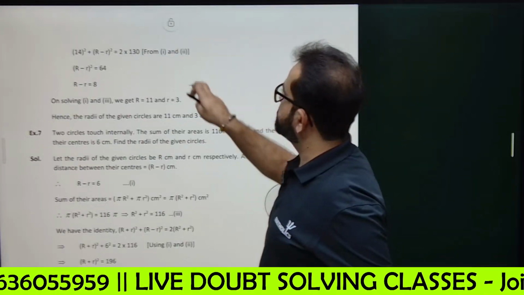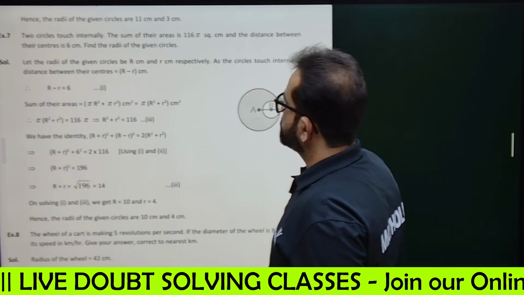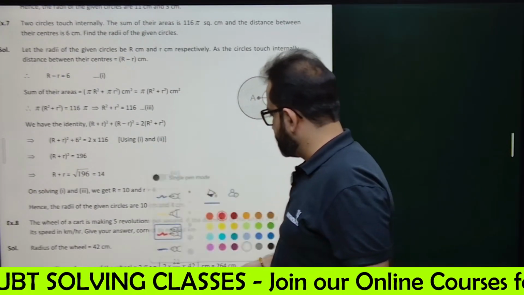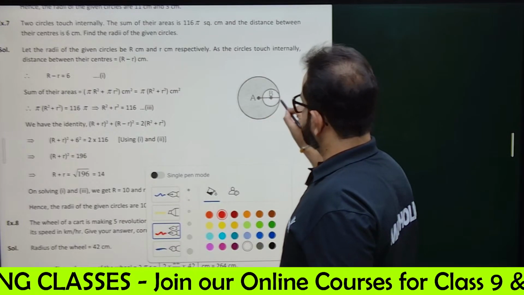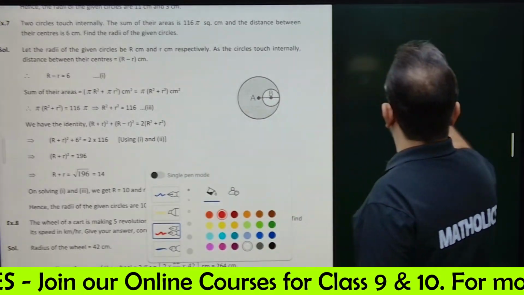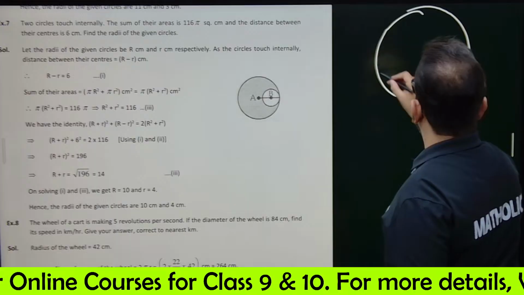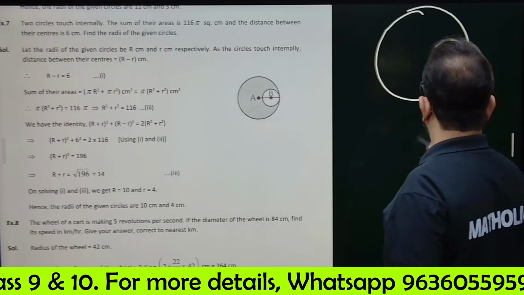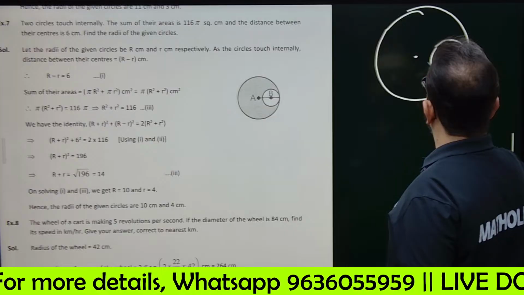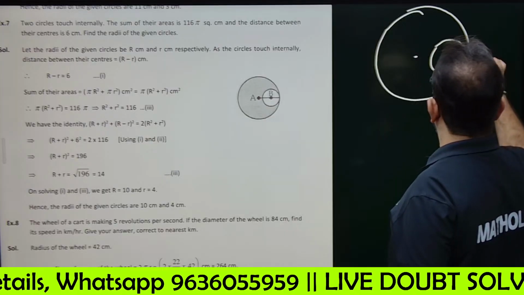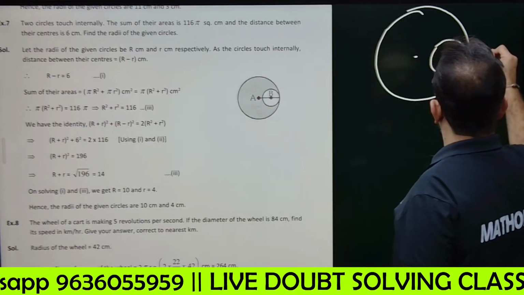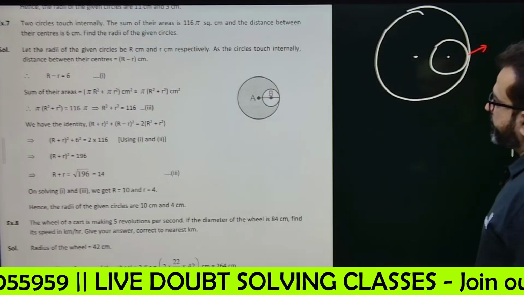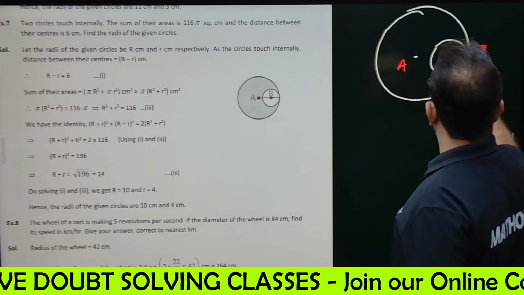Okay, this is the question. Now, two circles touch internally. One circle is this, another circle is this. If you draw the diagram like this, one circle is this, and another circle is this. If this is the center of one circle and this is the center of another circle, they are touching internally. This is the point of contact. Now let's say this is center A, this is center B.